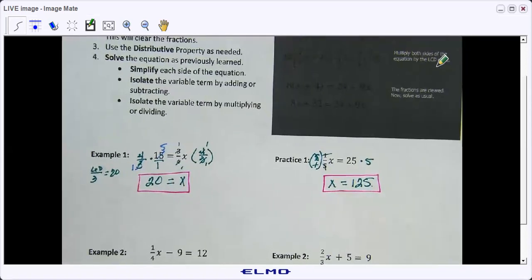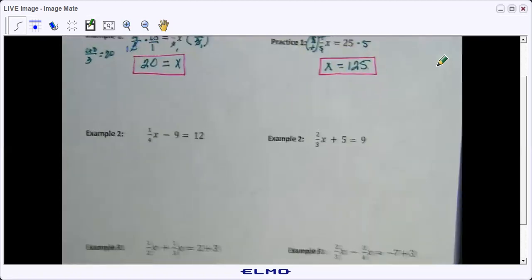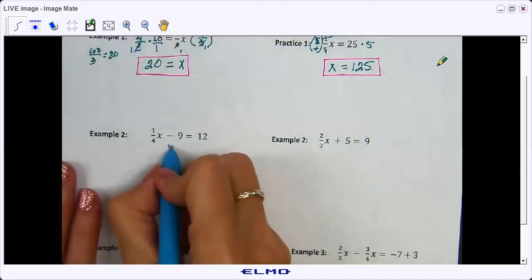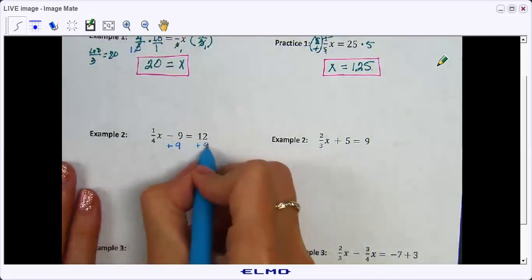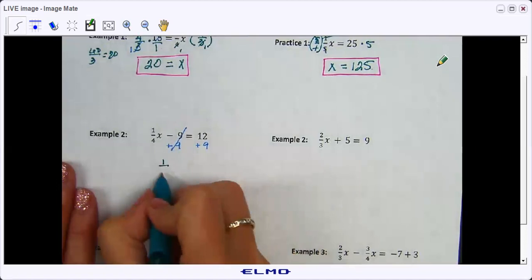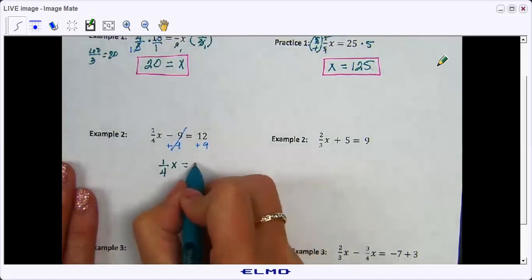Number 2, we still don't need to clear fractions. So we're just going to go ahead and solve these like we normally would. Someone tell me what my first step is in this problem. Jesse. And we're going to add 9. So let's add 9 to both sides. Okay. You should end up with 1/4 x equals 21.